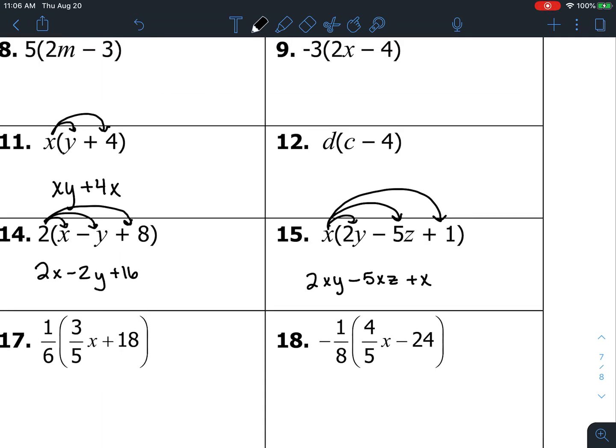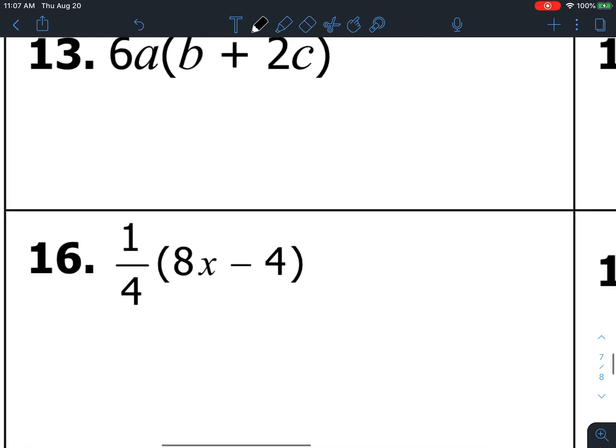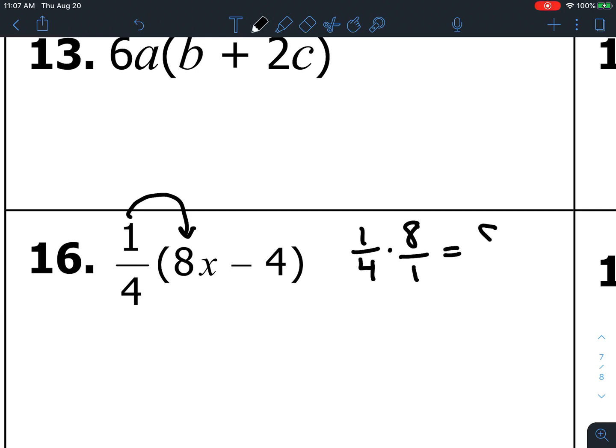If you'd like to go ahead and do fractions, fractions again are going to be the exact same thing. You're going to take, let's do this one, 16. Going to take 1/4 and multiply it to 8. If you'd like to do this on your calculator, otherwise a nice trick I always like to do: 1/4 times 8/1. You can always put your constants over each other. Multiply straight across, it gives you 8/4. 8 divided by 4 is just 2. So that'll give me 2x. And you do the same thing, 1/4 times negative 4 is just negative 1.